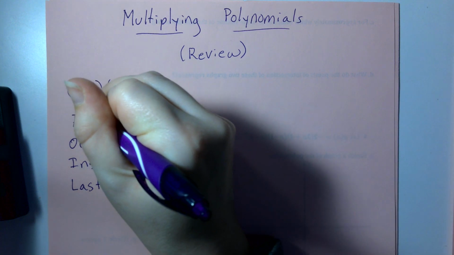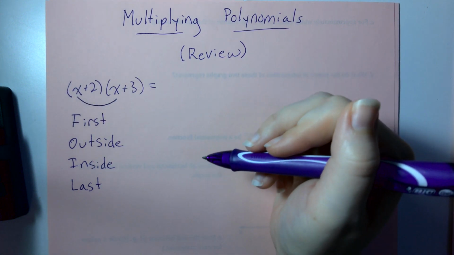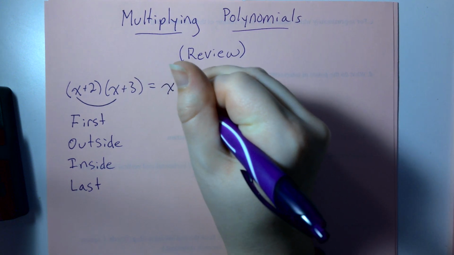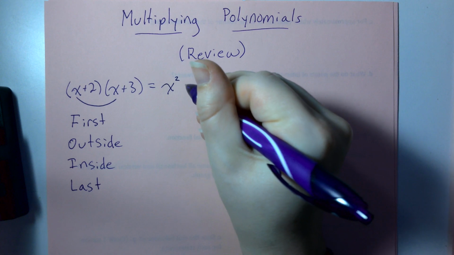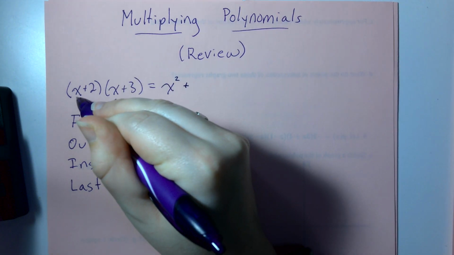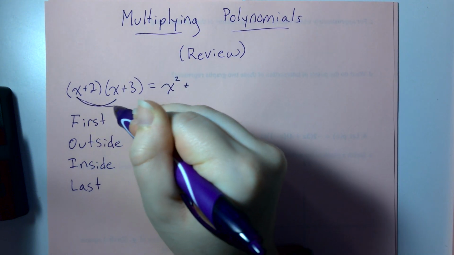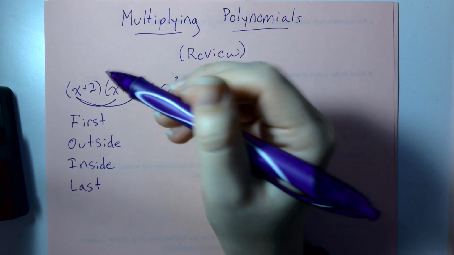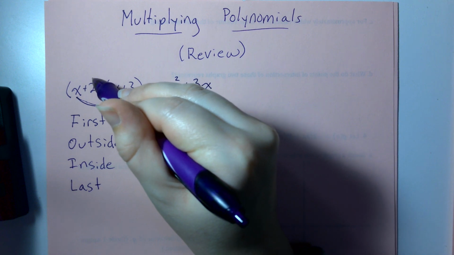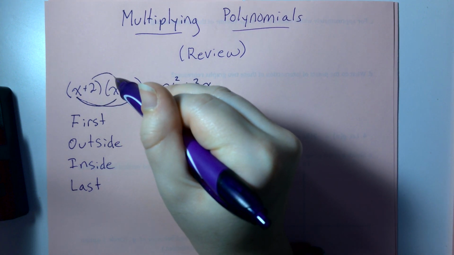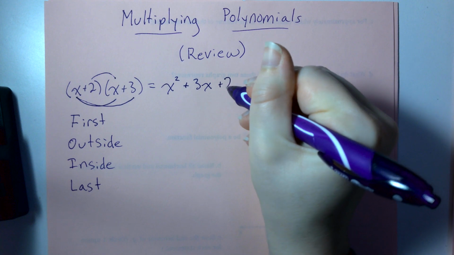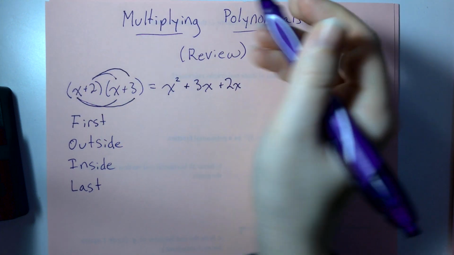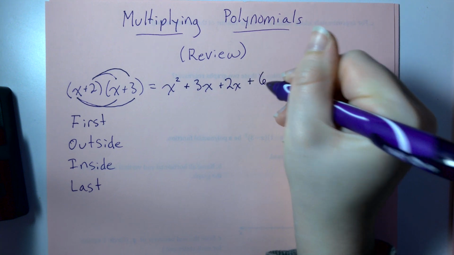Basically, we're just taking this x and multiplying it by our x over there, which is x squared, and then plus, we take our x, multiply it by the other term over here, which is 3, so we get 3x. Then we have our 2, and we want to distribute that to our x there, so we get 2x, and take our 2, distribute it to the 3, which gives us 6.